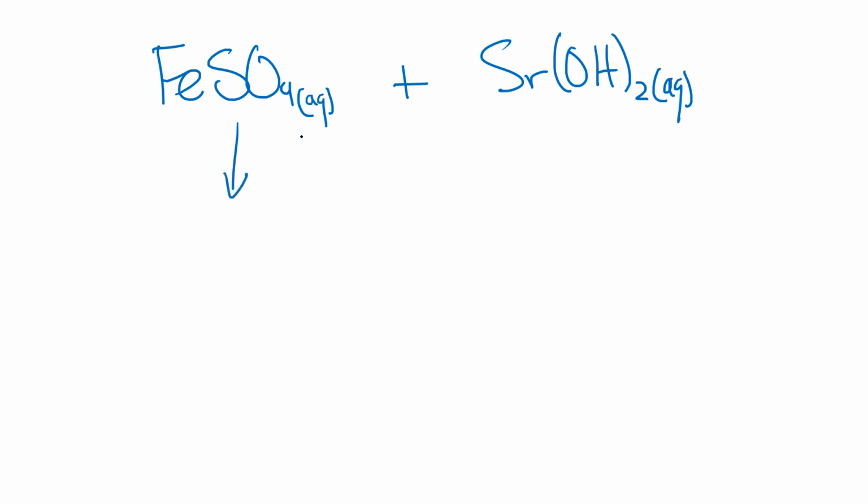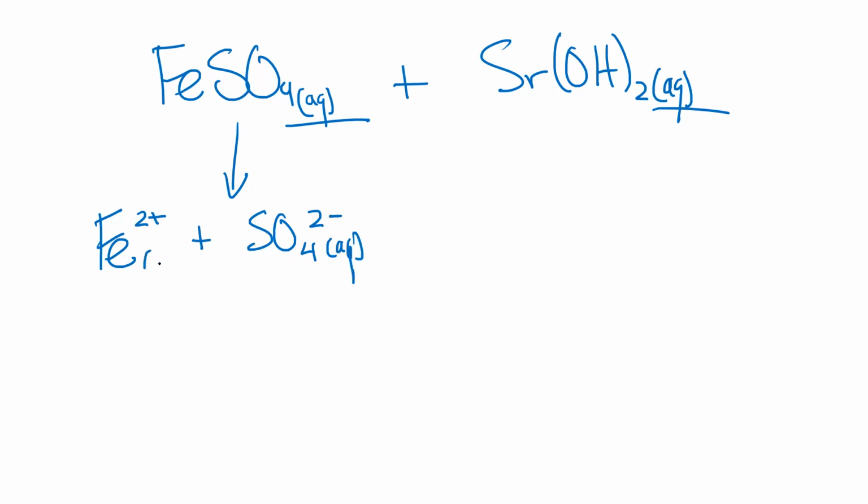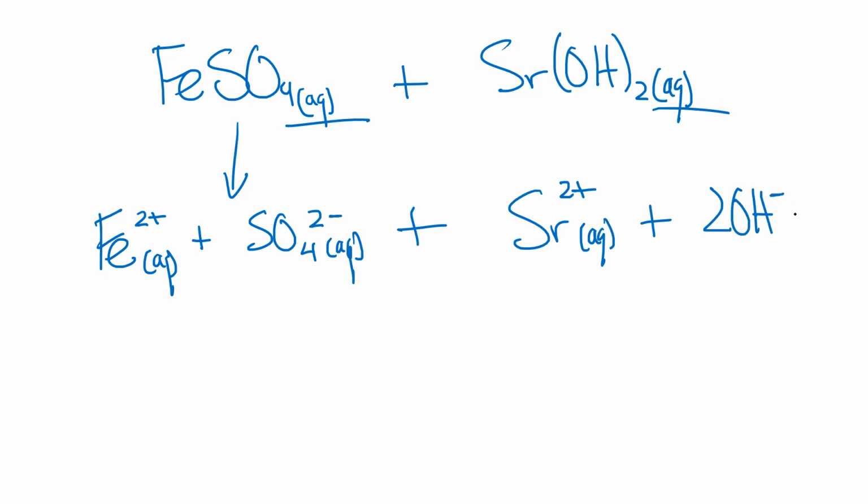Well, first you break this apart. If it's aqueous, you break it apart into its ionic components. I mean, you could balance the equation first, but let's just break it apart. Iron 2 plus, sulfate aqueous, plus strontium, which is going to form a 2 plus aqueous, plus 2 hydroxides aqueous. Okay, what are our products?